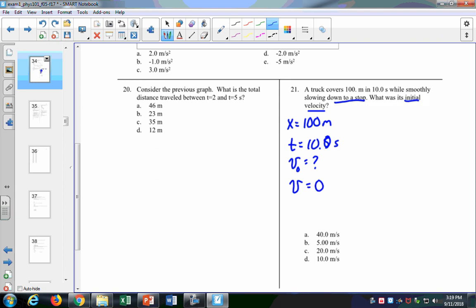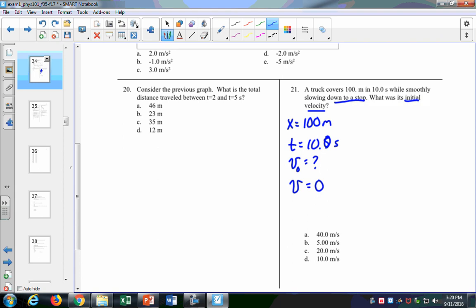This truck's chugging along, and then it starts to slow down, and after 10 seconds it stops. And so I want to know what is the initial velocity before that 10 seconds, but I know at the end of the 10 seconds, v is going to equal 0. Those weren't given in the problem, but it's something that you need to infer from the problem.